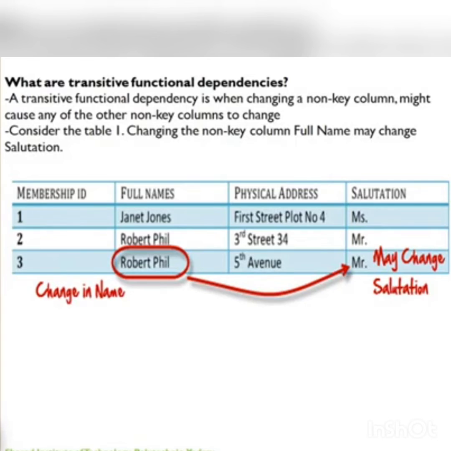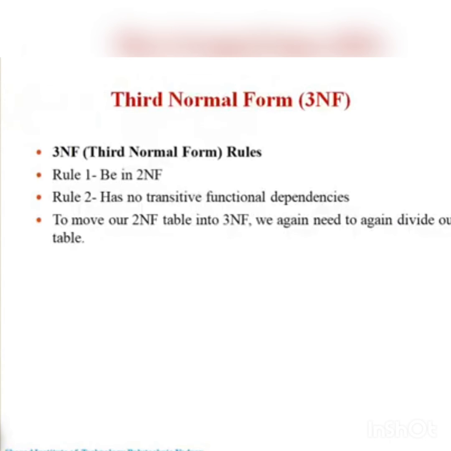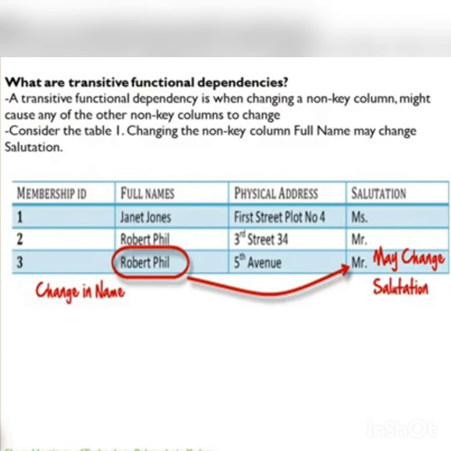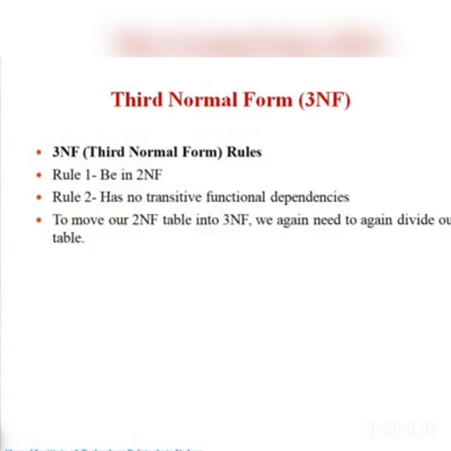Consider the table. Here changing the non-key column, full name, may change salutation. That is, here Robert Phil, if the full name is changed, then it will automatically change the salutation. That is transitive functional dependency. Now we will see the third normal form.